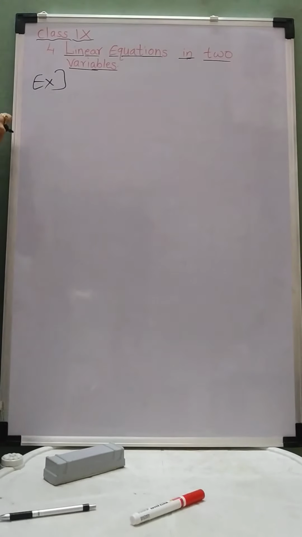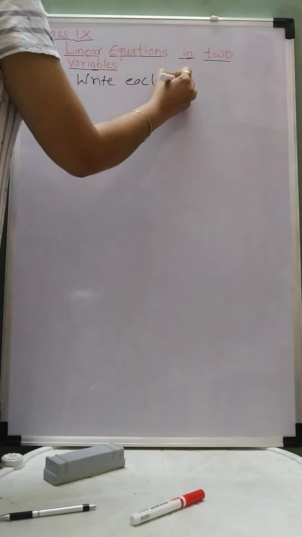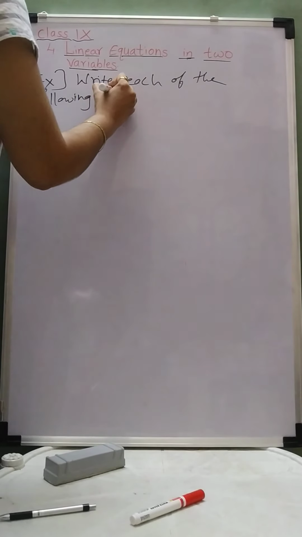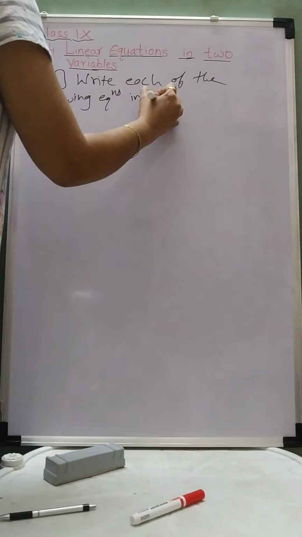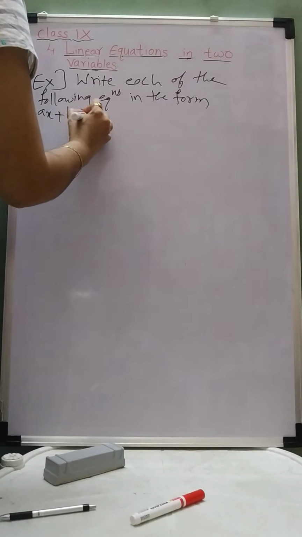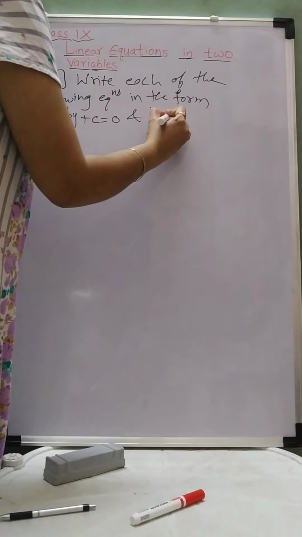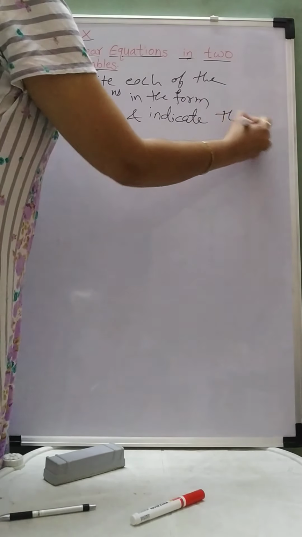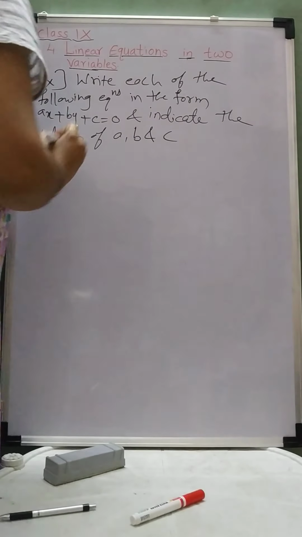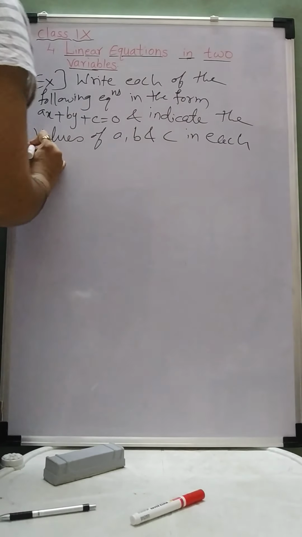Example: write each of the following equations in the form ax plus by plus c is equal to 0 and indicate the values of a, b and c in each case.